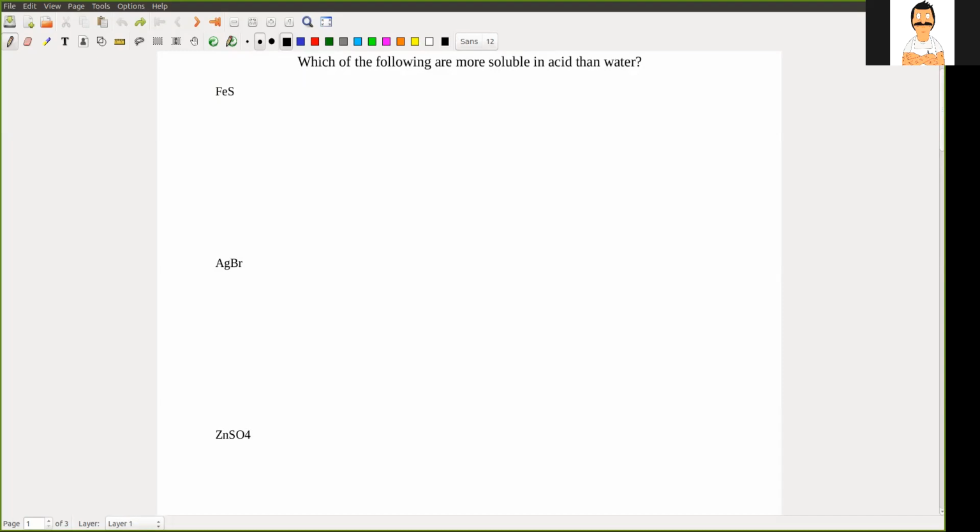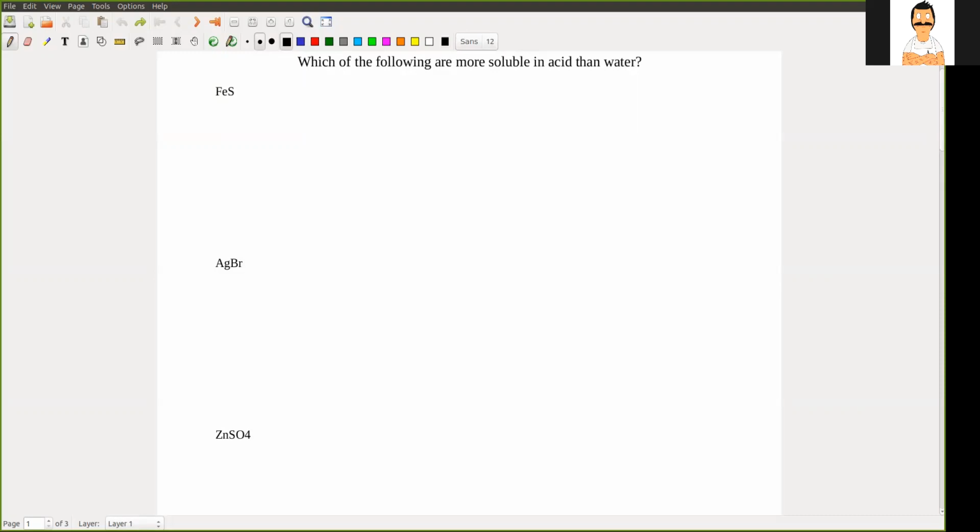Today we are looking at the effect of acid on the solubility of a substance. Some substances will dissolve more readily in acids and some will not. So we're going to take a look at that and determine for each of these species whether they are more soluble in acid or if there is no change in their solubility between acid and water.